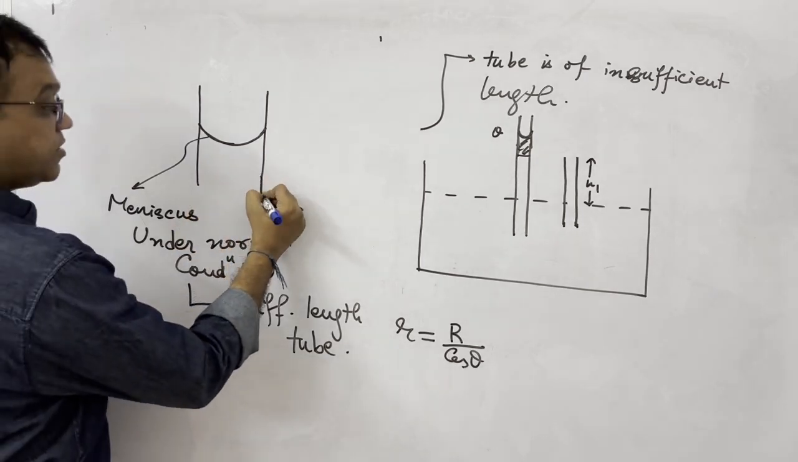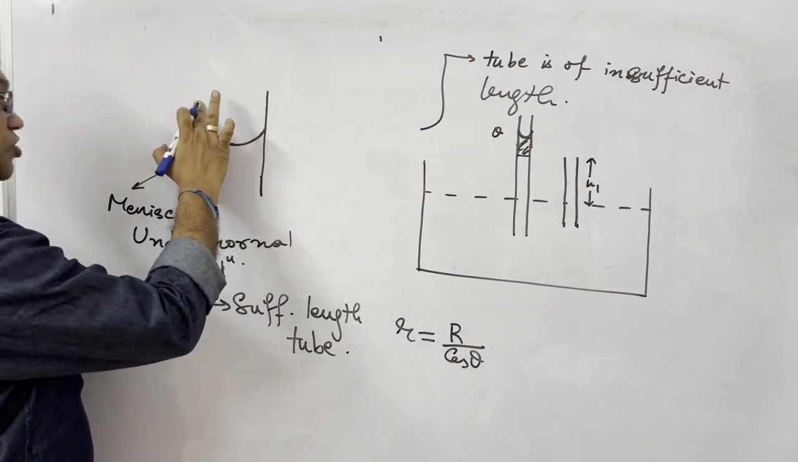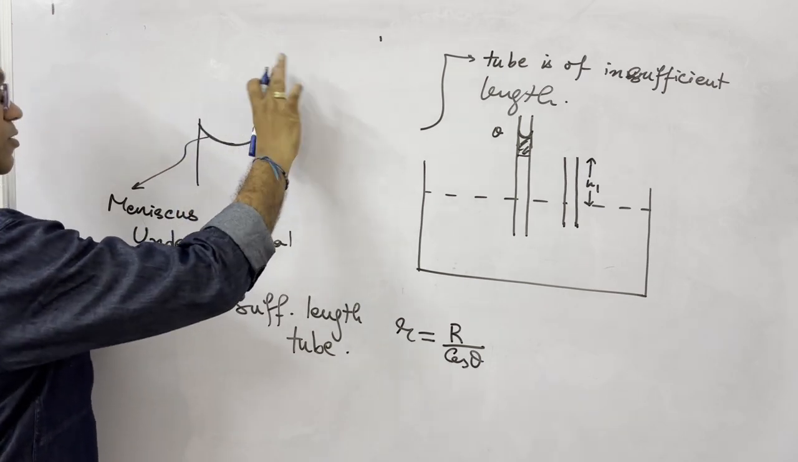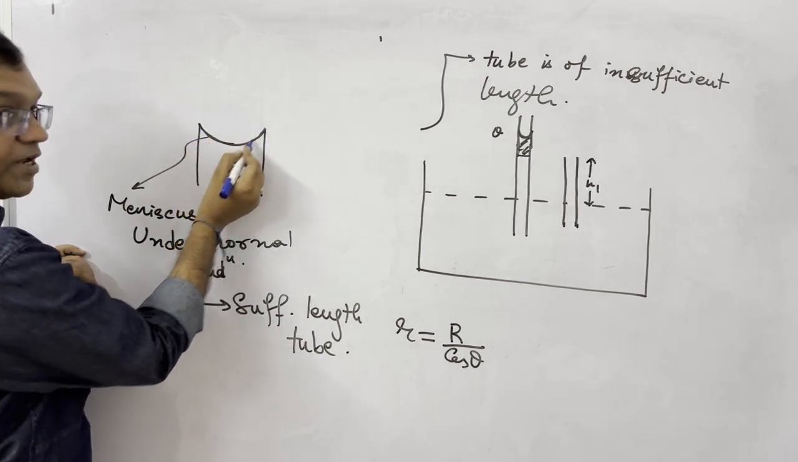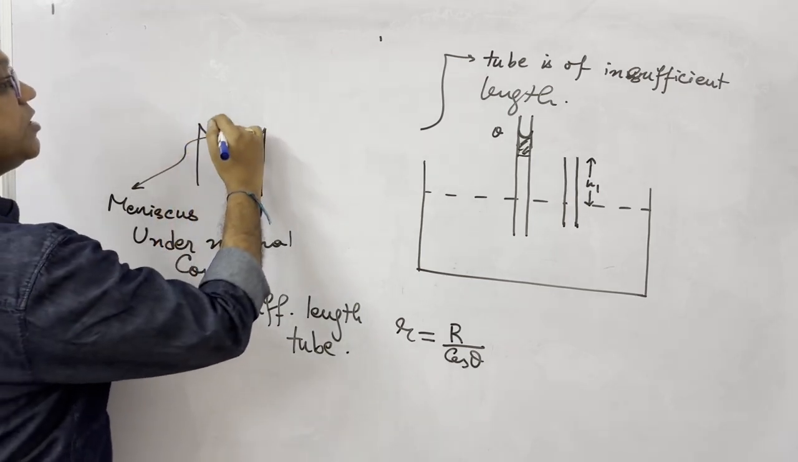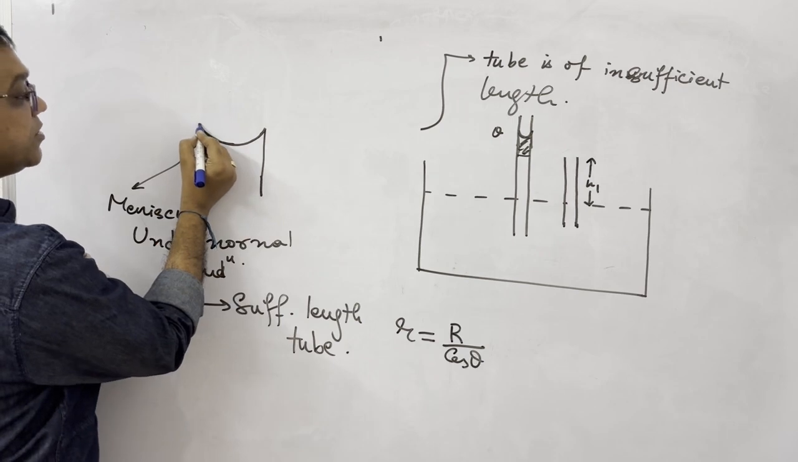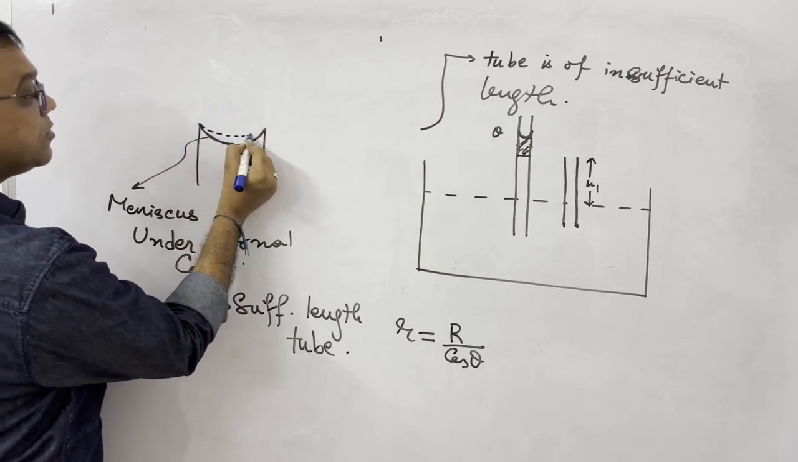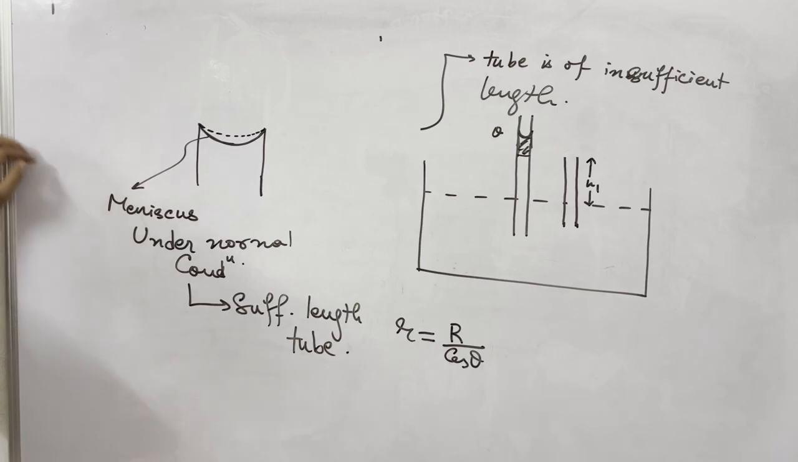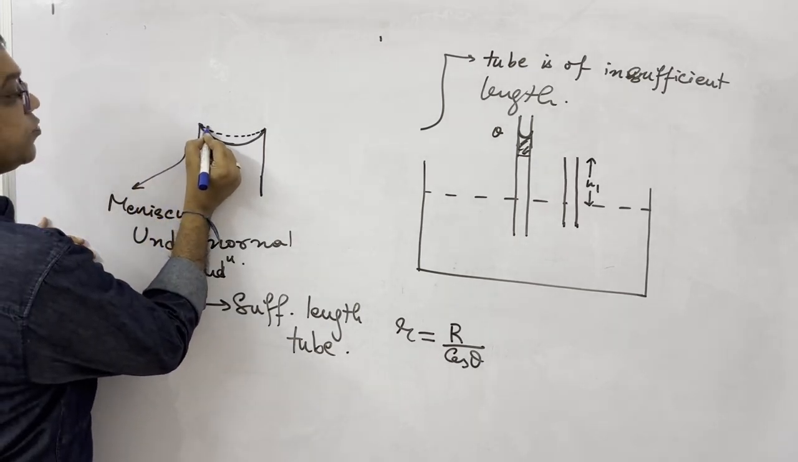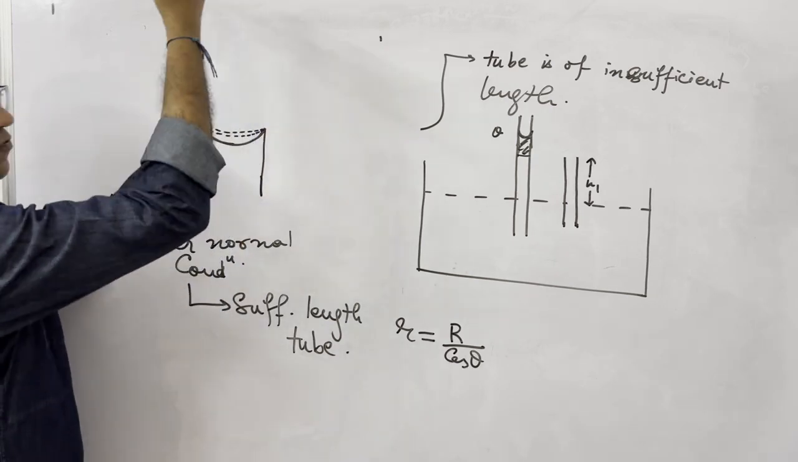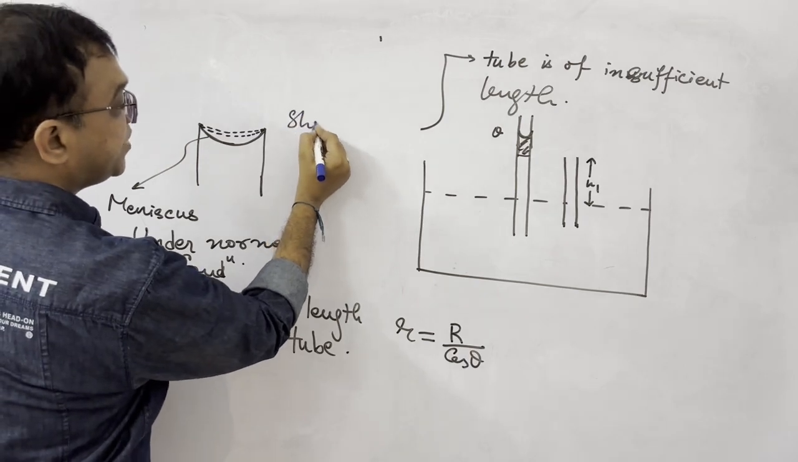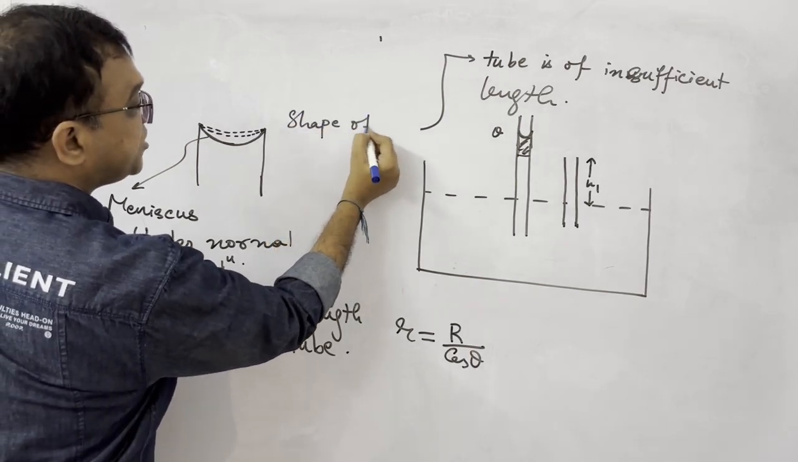But say this tube is of insufficient length, then what happens? Liquid comes up to here. After that, liquid won't come out, rather the shape of the liquid meniscus will change. In this way, then this way. It will become more and more flat. The shape of the meniscus starts changing.